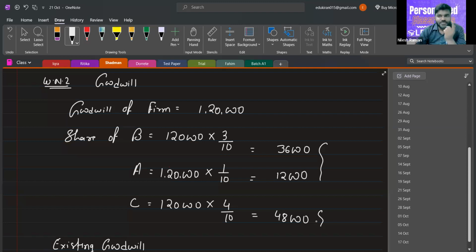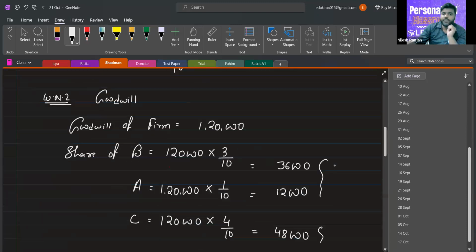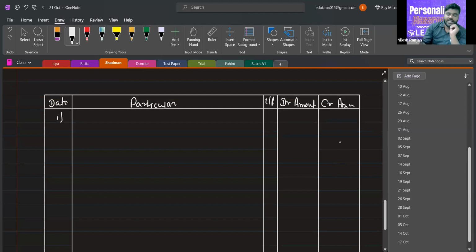So B is retiring. I told you the partner who is retiring is always sacrificing. Okay, sir, B was sacrificing. B, being retiring, is sacrificing, and A is also sacrificing because the ratio is in negative. So it is sacrifice. C is the gaining partner. That's why C will be debited. You are saying A capital account debit, B capital account debit, yes, C sir.